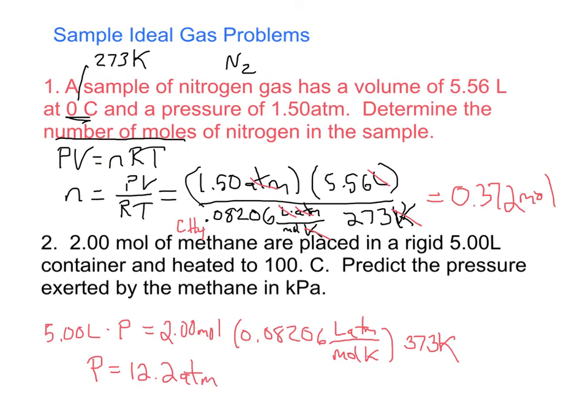However, if I look back up at the problem, it asks us to predict the pressure in kilopascals. All right, so you take 12.2 atmospheres, you multiply it by 101.3 kPa, divide it by 1 atmosphere, and you'll find you have a rather large answer, which is acceptable, of 1,240 kPa using correct sig figs. I missed that part when I was doing the math. It's easy to do, so make sure you read the question carefully.